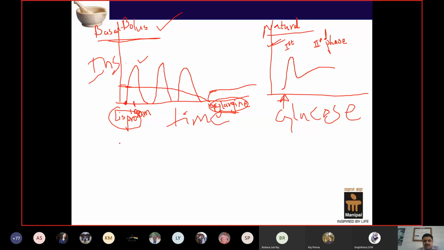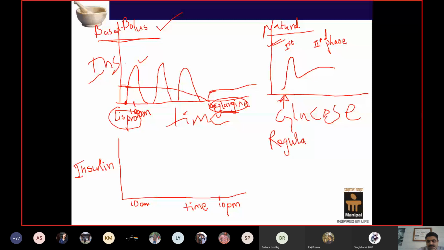While the other one is, suppose again insulin and time, maybe 10 a.m. and 10 p.m. In this case what we use is a preparation which contains regular insulin plus NPH, you know, isn't it? What is NPH? Anyone?